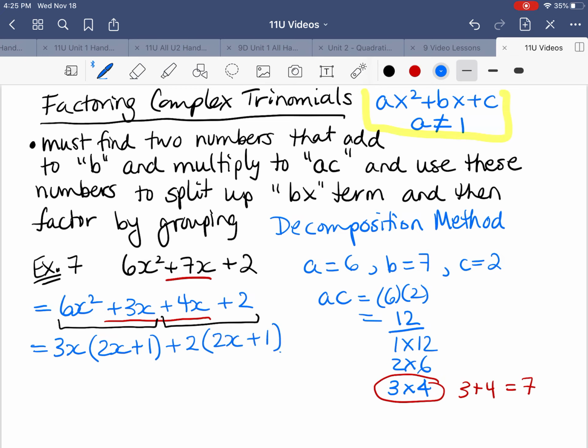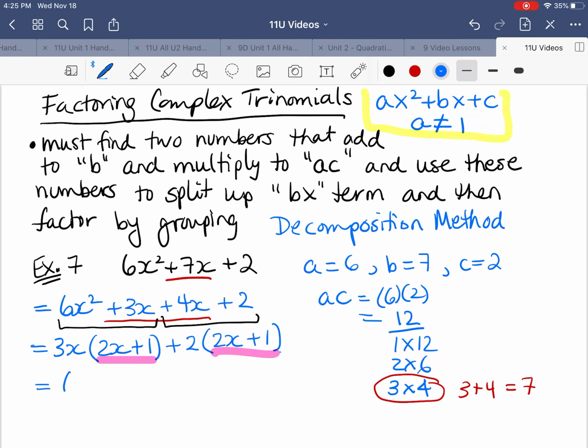Now notice that what we have in the brackets is identical, and that is the way we want it. If you get to a point where what you have in the brackets, this 2x plus 1, is not identical, then you've done something wrong and you need to go back. So now we basically have these two giant terms separated by a plus sign, and we can now factor from those terms.